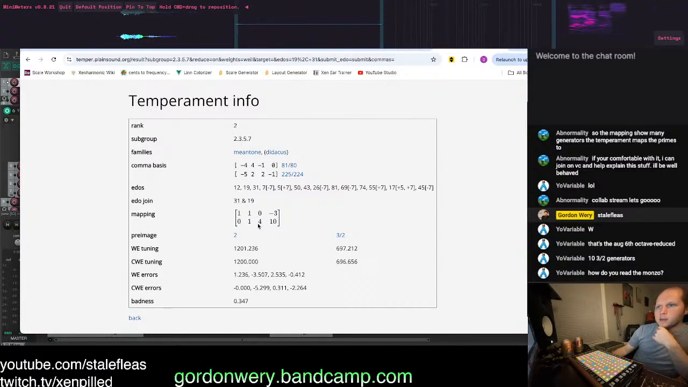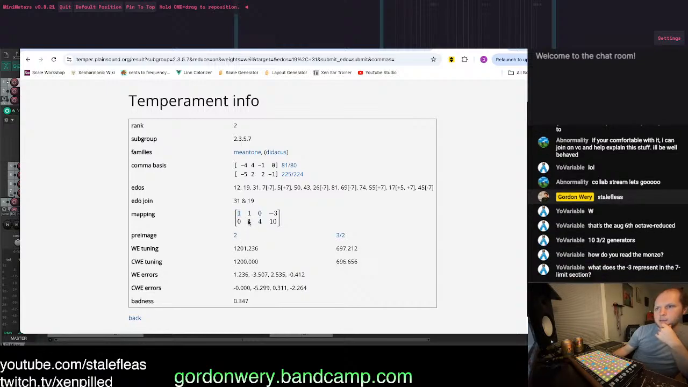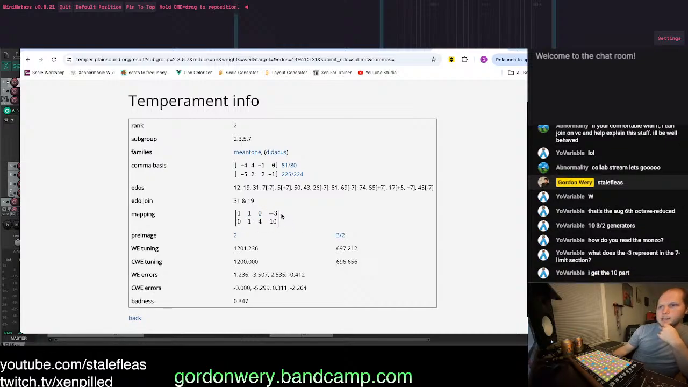Yeah, I just started learning the mappings the other day, so it's not intuitive, but I can kind of see it. Like this makes sense, sort of. I see that the octave is here, and then I see that the fifth is here. So I'm kind of taking your word on this bit.